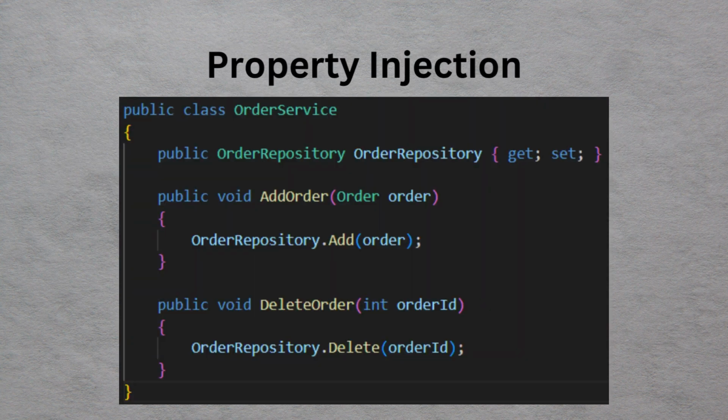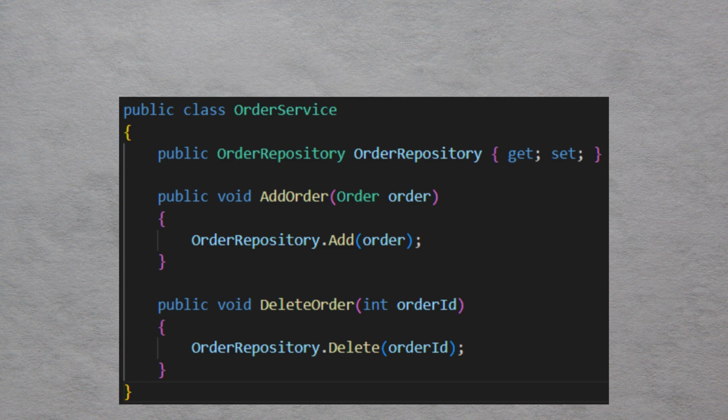Suppose we have a class called order service that is responsible for managing order data. The order service class depends on an order repository class to interact with the database. Here is the code for the order service class. In the code snippet, we are passing the order repository class as a property of the order service class. This approach is not recommended because it creates a tight coupling between the classes. If we change the name of the property or remove the property, it will break the functionality of the class.